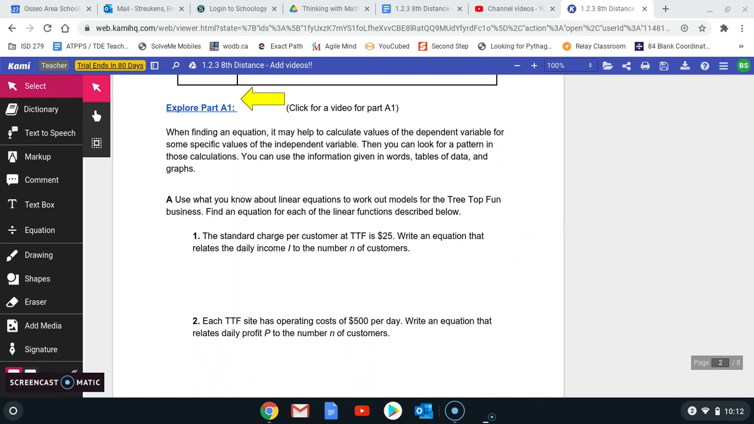So when we're thinking about this problem, we need to think about how much money this company is going to charge with different numbers of customers. So if there's one customer, how much do they charge? If there's two customers, how much do they charge? If there's three, how much do they charge? Once we figure out those numbers, we can look for a pattern and see if we can come up with an equation for this problem.